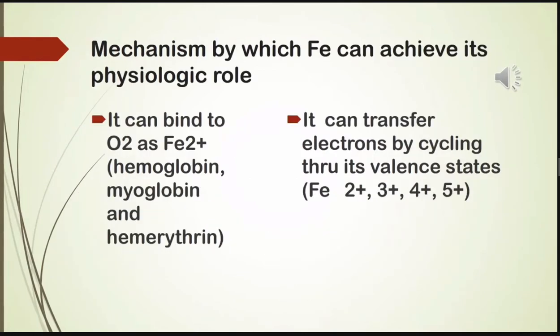Iron can achieve its physiological role via two things. One is it can bind to oxygen in its ferrous form, as in hemoglobin, myoglobin, and heme in your animals. And it can also transfer electrons by cycling through its valence states. So ferrous, ferric, 4+ or 5+.